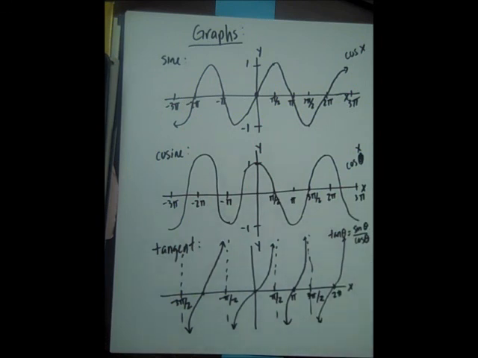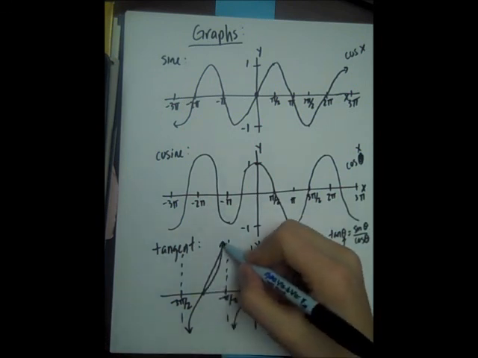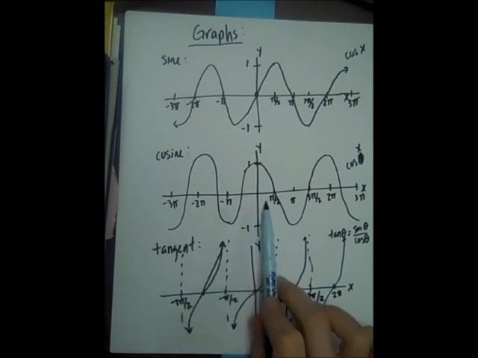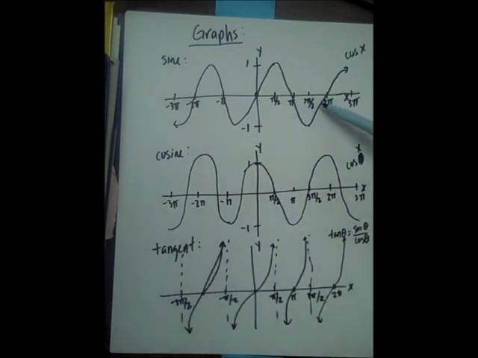So this is the graph of tangent. Curve this out a little bit more here. You can see I have all these vertical asymptotes whenever cosine is equal to 0, and then every time sine was equal to 0 is where it goes through the x-axis. So these are the three graphs that you're going to want to know.